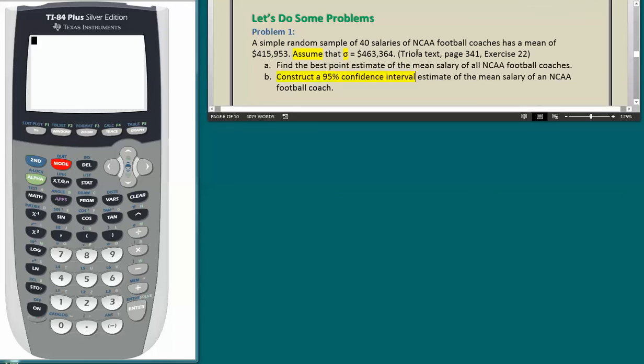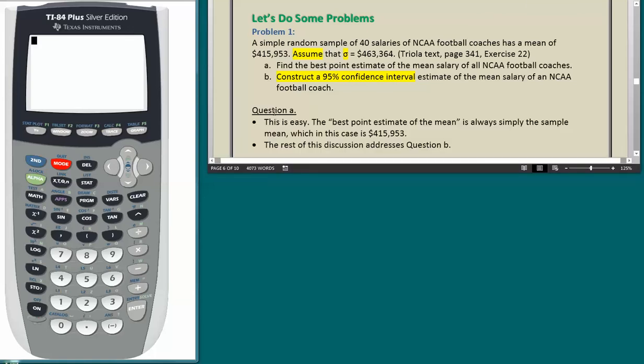And this problem is from the Triola text, page 341, exercise 22. So there are really two things they're asking us to do here. A says find the best point estimate of the mean salary of all NCAA football coaches. And B says construct a 95% confidence interval estimate of the mean salary of an NCAA football coach. So just notice the difference between these two problems. This says find the best point estimate, and this one says construct a confidence interval. So I just want you to recognize that's two different things you're doing.